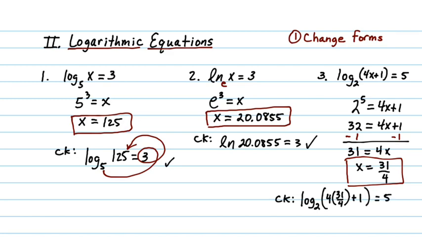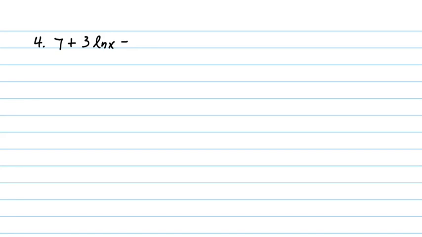This one takes a little more work to check, but it does work. So if you plug in 31 over 4, notice 4 times 31 over 4, those 4's are going to cancel, and you get 31 plus 1. You're going to end up with 32 here. So the log base 2 of 32 equals 5. And again, if you put it in the other form, or if you think about it, it's the base 2 to the exponent 5, or 2 to the 5th power, equals 32, and that is true. Alright, let's look at number 4.